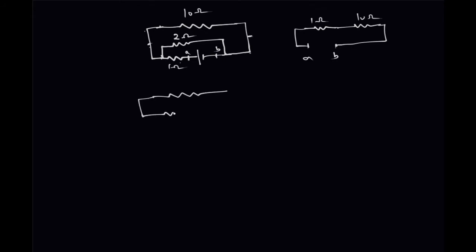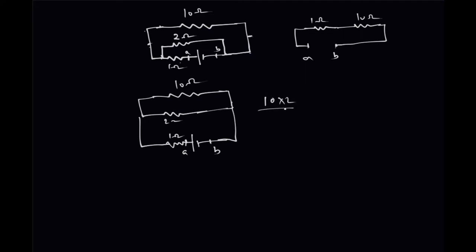this circuit reduces to, okay, so this is A, this is point B, this is 1 ohm, this is 2 ohm, and this is 10 ohm. Now you can see that these two are in parallel. Okay, and you can find out the equivalent, that is 10 into 2 divided by 10 plus 2. Now you can reduce this circuit again like this.